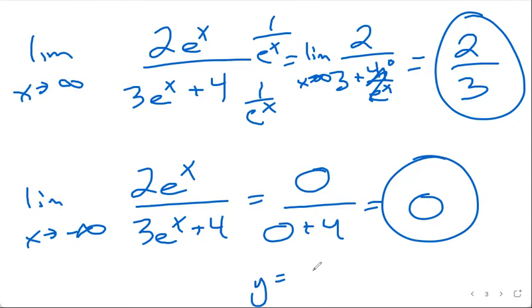So when you're evaluating the limit as you approach infinity, this part goes to 0, leaving you with 2/3 and 0. And again, if you're asked for the horizontal asymptotes of the original function, if that was a function, it would be y equals 0 and y equals 2/3. So there's several examples of dealing with limits as you approach infinity when you have exponentials.